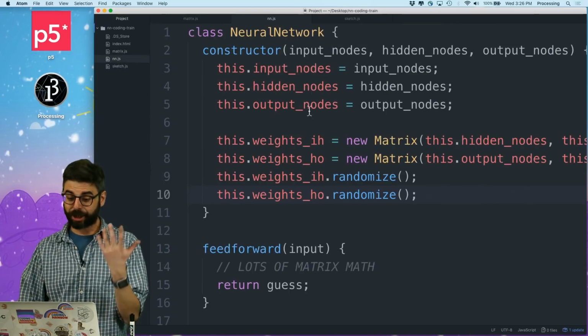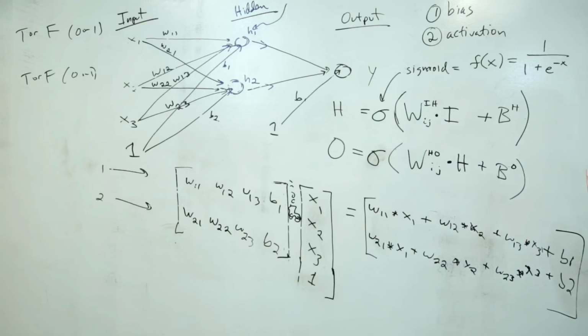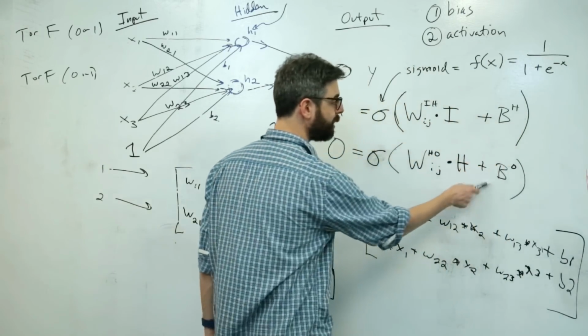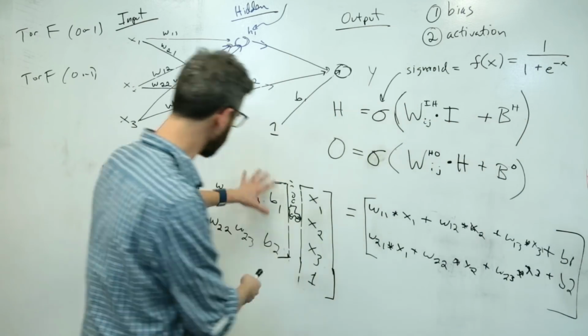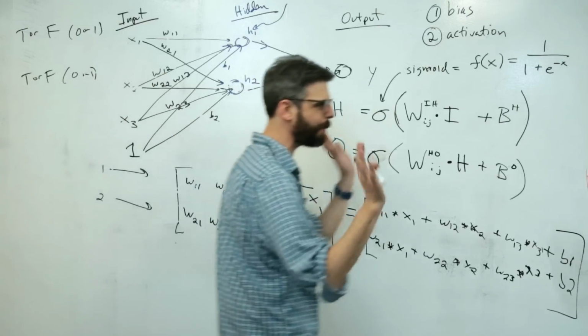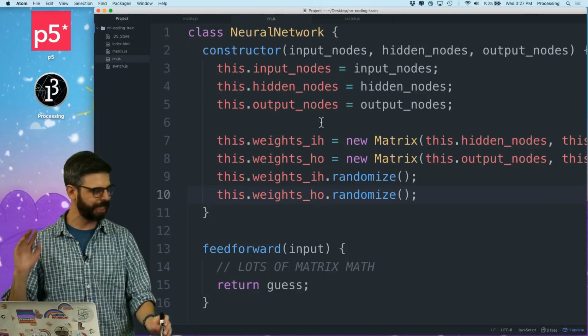What else do I need? I should probably keep track of the bias, the hidden bias and the output bias. Again, as we saw when I was talking about it, I could put that into the matrices, but I'm going to keep track of that separately. It's a little easier for me.